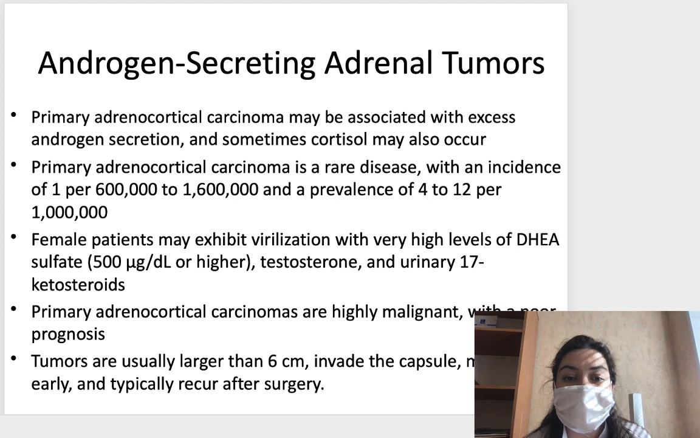Female patients may exhibit virilization with very high levels of dehydroepiandrosterone sulfate, testosterone, and urinary 17-ketosteroids. Primary adrenocortical carcinomas are highly malignant with a poor prognosis. Tumors are usually larger than 6 centimeters, invade the capsule with early manifestation, and typically they recur after surgery.